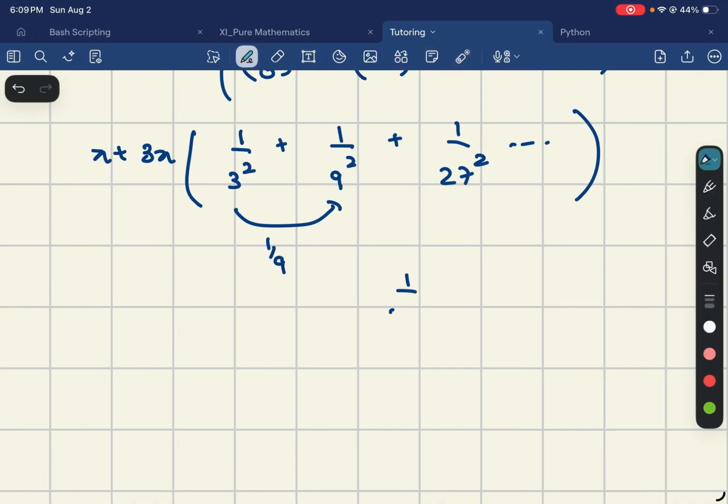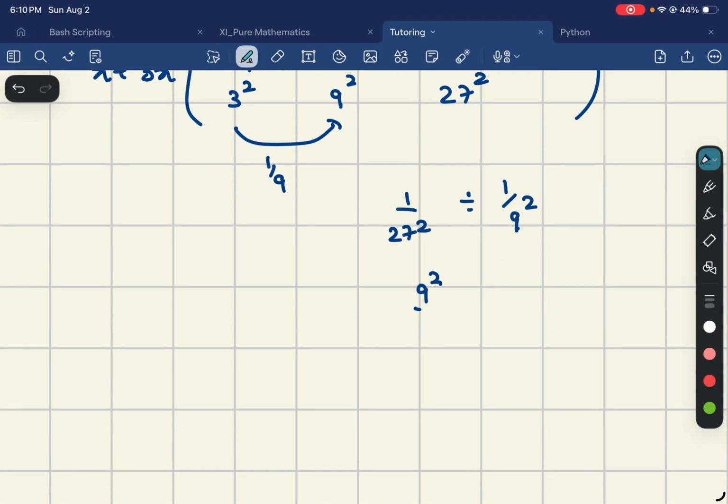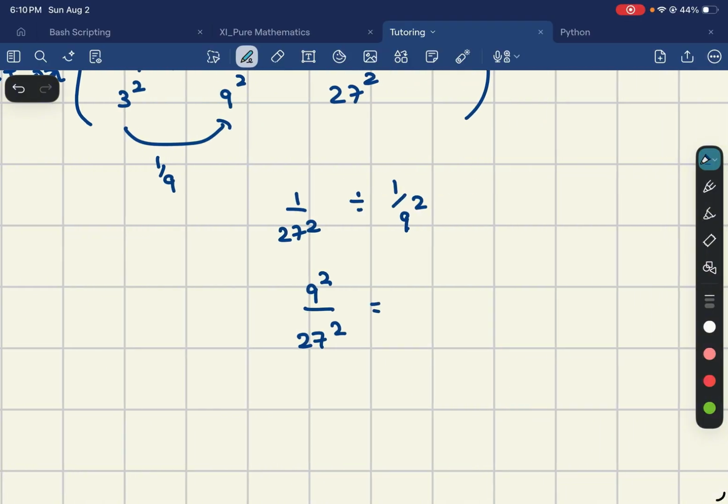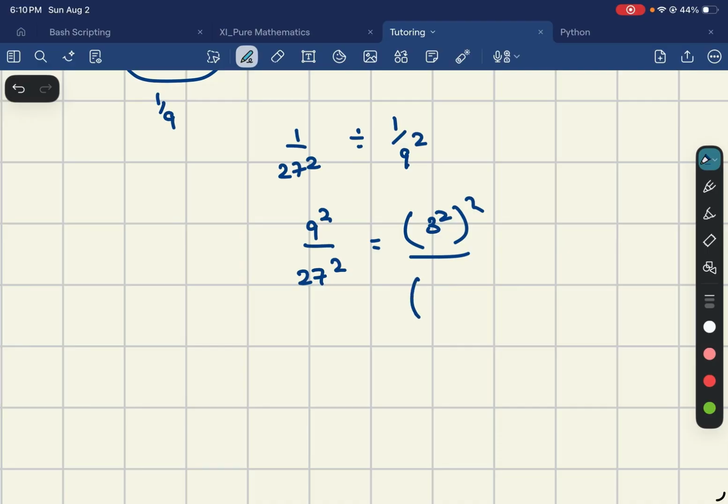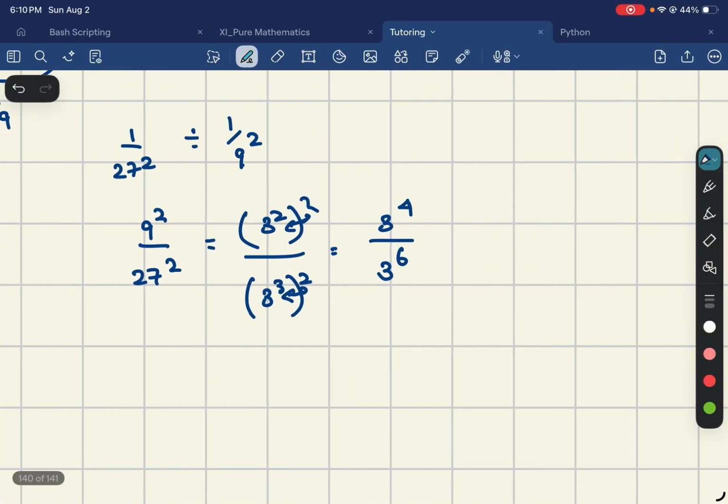So if I do 1 over 27 squared divided by 1 over 9 squared, I will get 9 squared over 27 squared. All right. So I get 9 squared over 27 squared. And if I write this, 9 is just 3 squared, and 27 is just 3 cubed, squared. So 3 to the 4 divided by 3 to the 6, right? 2 times 2 is 4, 3 times 2 is 6. All right.